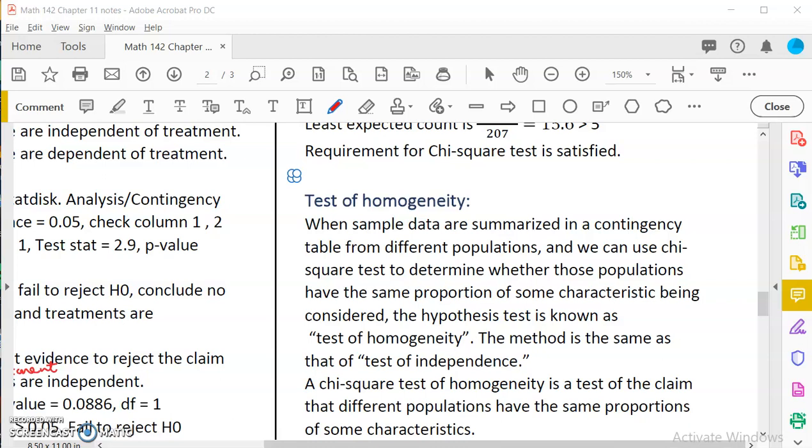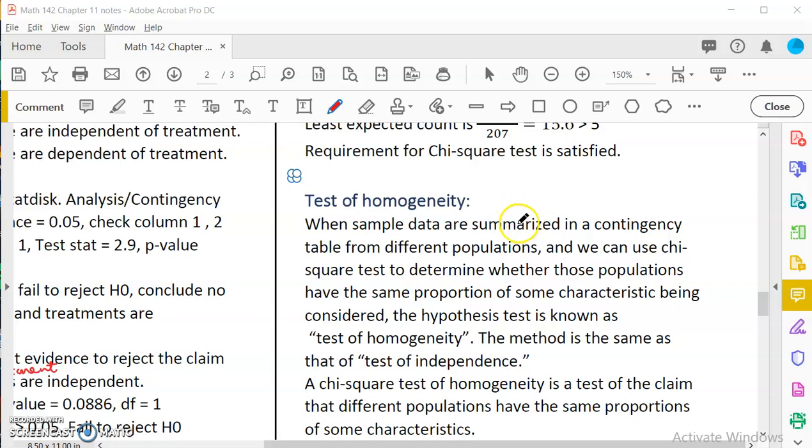Statistics student, this video is for chapter 11.3, still on tests, continuing tests of independence. We're going to do another test called test of homogeneity. Test of homogeneity is very much similar to test of independence in terms of the method, in terms of how you do this, but it's just a different name and a different purpose.